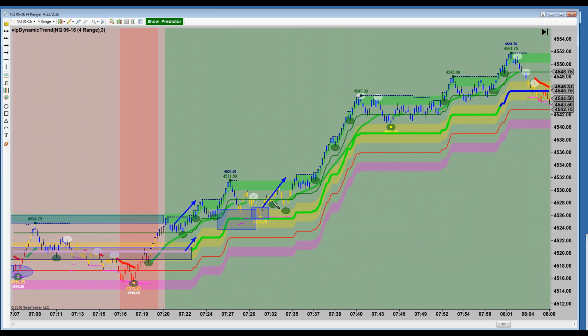A couple contracts on this thing would have put some serious coin in your pocket. That thing ran 80 ticks. Most of you know you don't get 80 tick runs walking down the street every day.